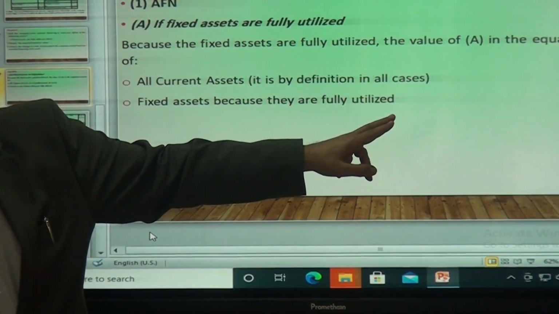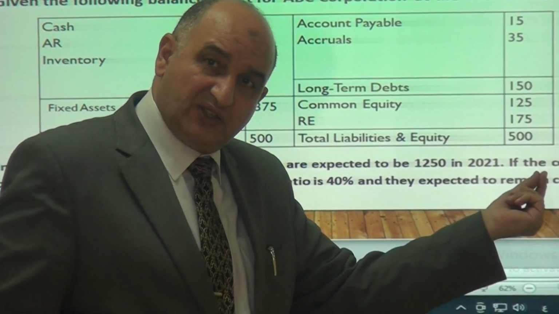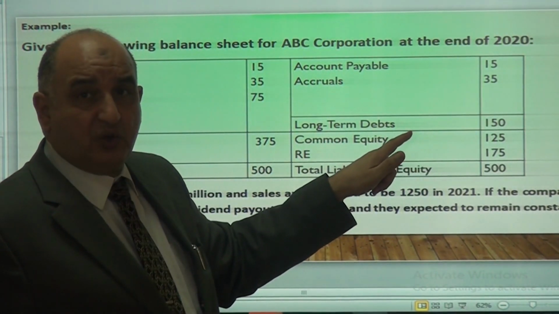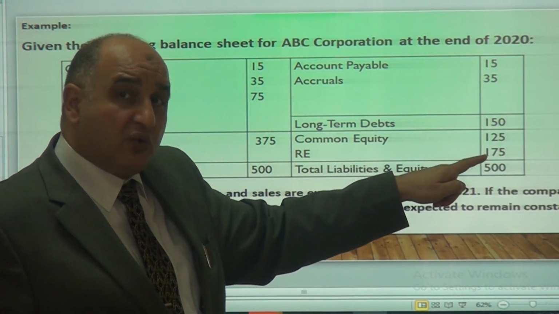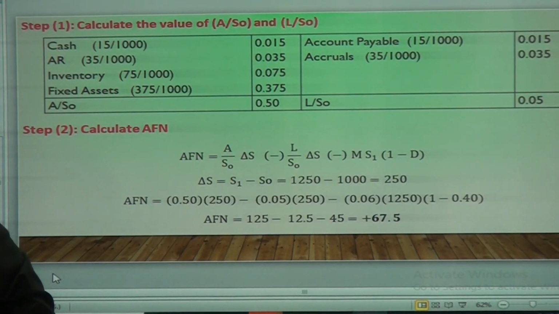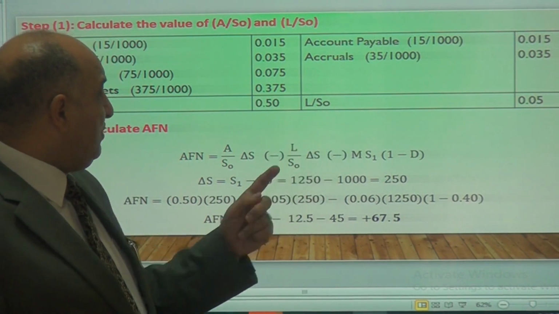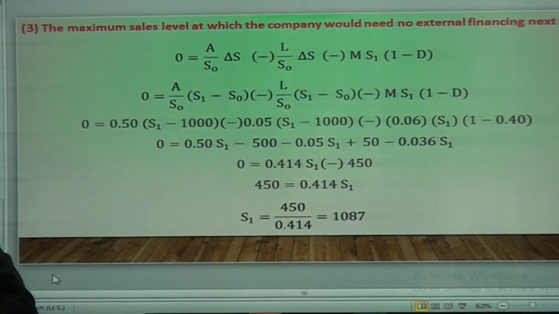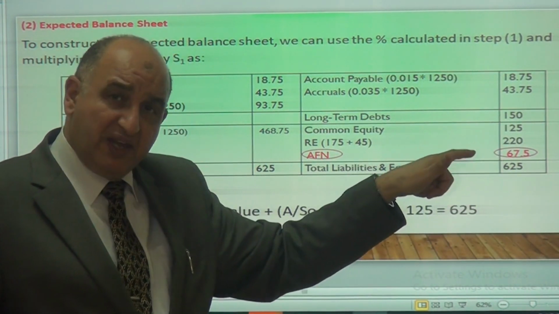Again, this one will be 625 and this one also will be 625. Those are going to change. This will not change because he didn't tell me that we are going to take a long-term loan. This one does not change. Retained earnings was 175. Now, don't forget from the equation, our retained earnings is going to increase by 45. So this one will be 175 plus 45. And unfortunately, this summation still does not equal 625. So the remaining is the additional funds needed.